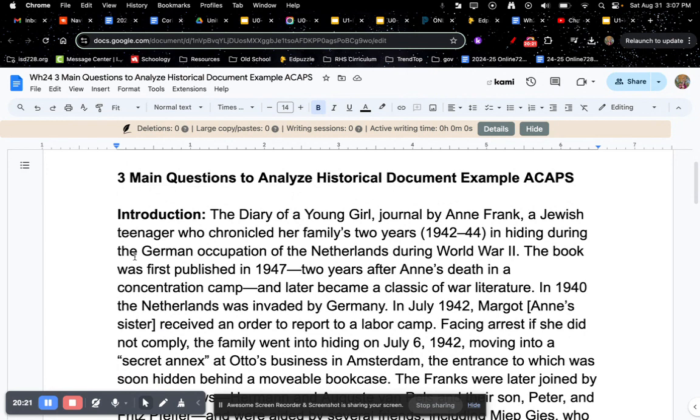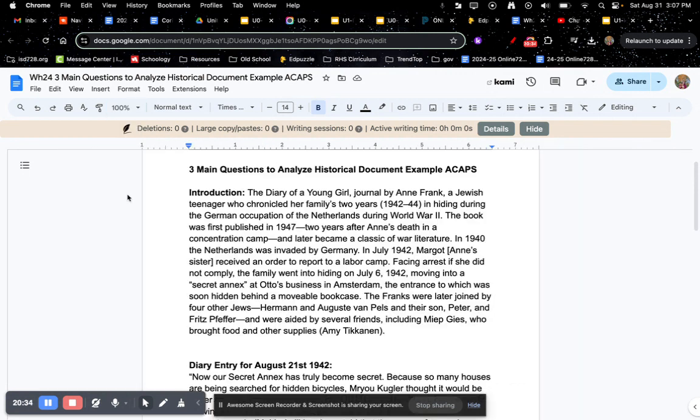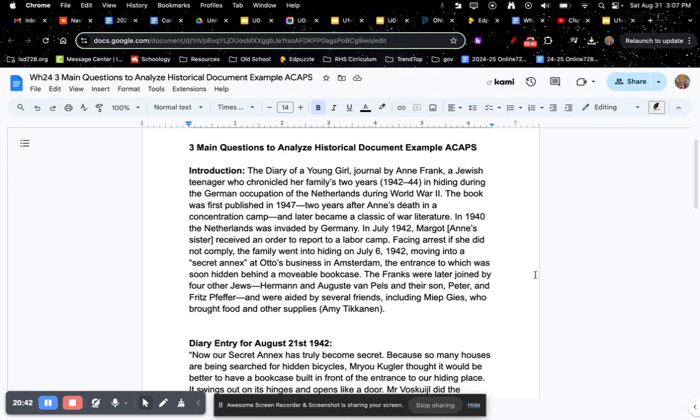So, introduction. The Diary of a Young Girl, journal by Anne Frank, a Jewish teenager who chronicled her family's two years in hiding during the German occupation of the Netherlands during World War II. The book was first published in 1947, two years after Anne's death in a concentration camp, and later became a classic of war literature.